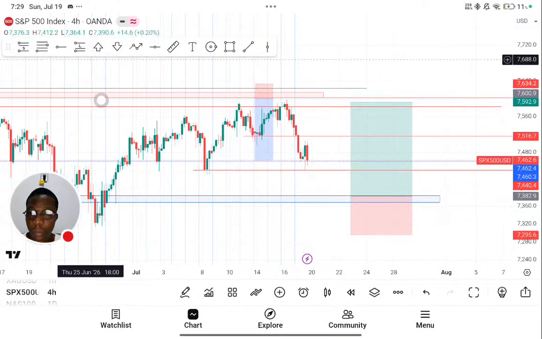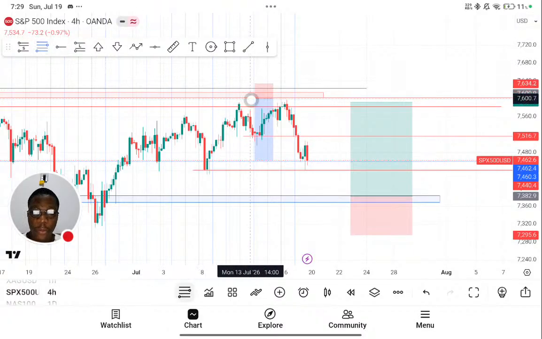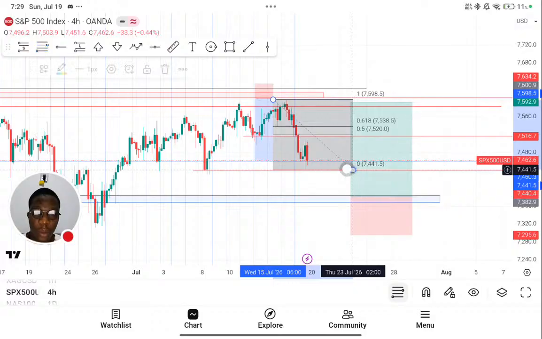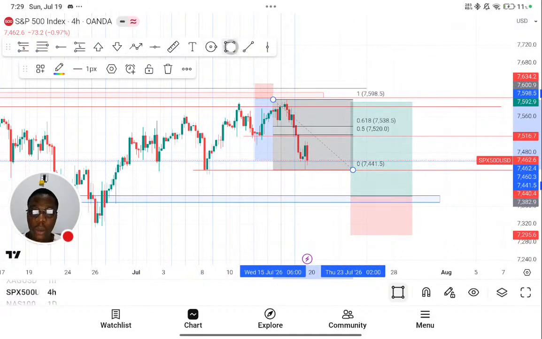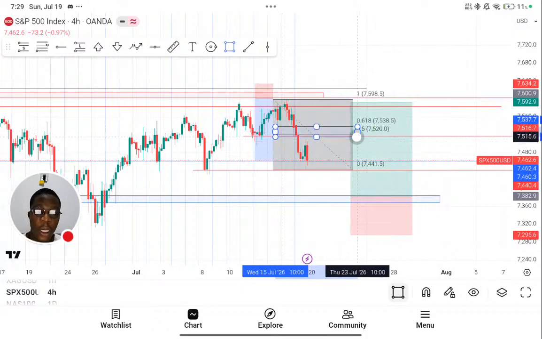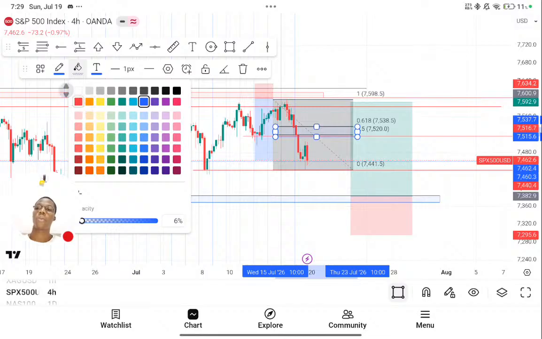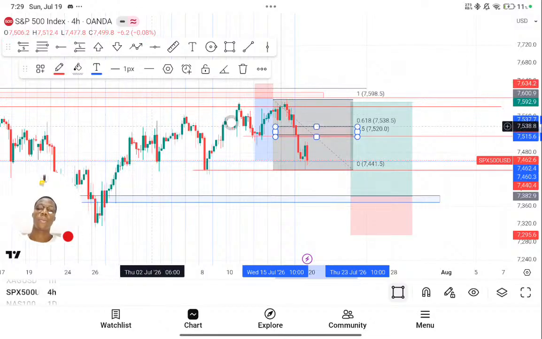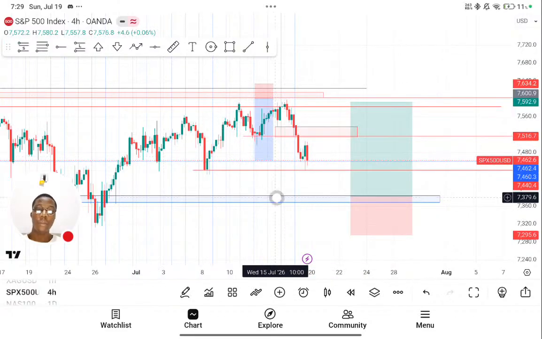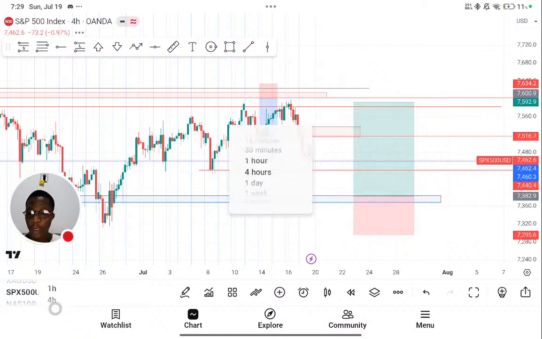So mark this zone and continue with the sellers until they say otherwise. So I'm gonna be waiting for price here.